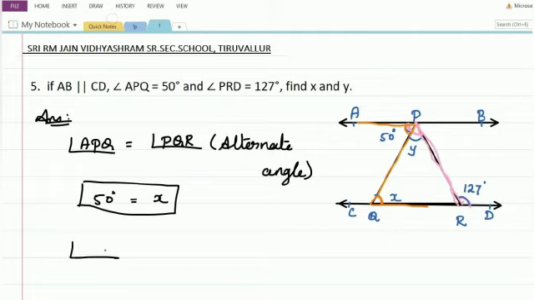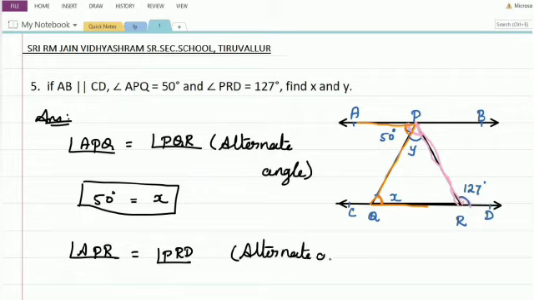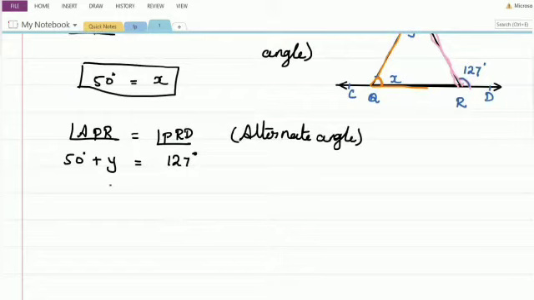So angle APR will be equal to angle PRD because alternate angles. So here you can see this angle APR is divided into two. One is 50, other one is Y. So instead of APR, I am going to write 50 degree plus Y equal to PRD is 127 degree. Now find out what is Y. So Y is equal to 127 degree minus 50 degree. So when you subtract this, you will be getting Y is equal to 77 degree.